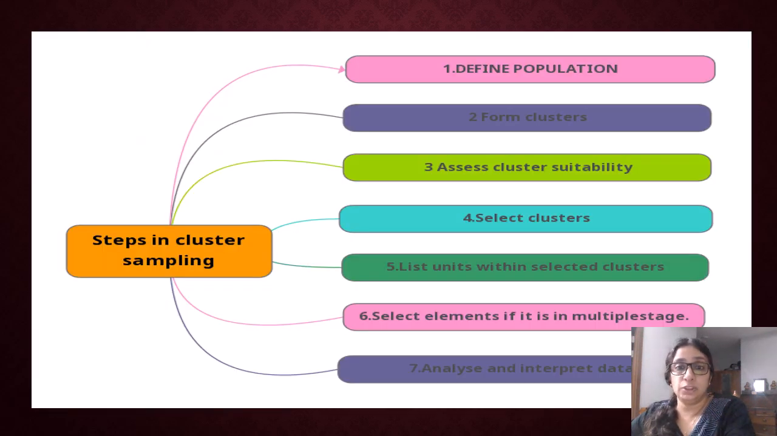This is a picture or a representation of the mind map where you can see the steps in cluster sampling more precisely. Just go through the define population, form clusters, assess cluster suitability, select clusters, list unit within the selected clusters, select elements if it is multi-stage, analyze and interpret data.